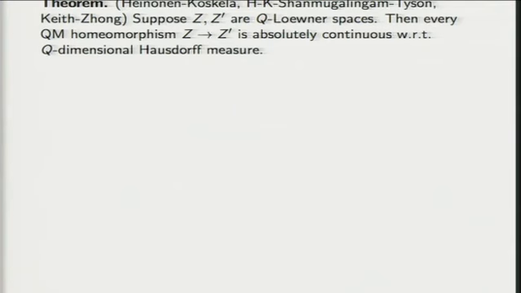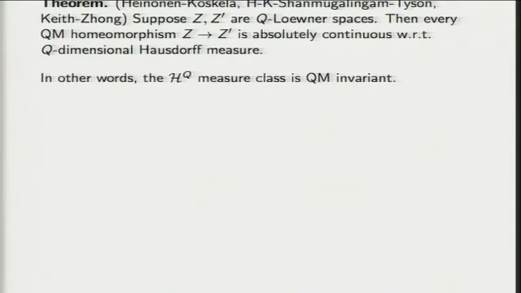Well, it doesn't have to be. So for the circle, it doesn't have to be absolutely continuous, right? The proof doesn't work. So, right. So in particular, in words, this is saying that this measure class, this Q-dimensional Hausdorff measure, is QM invariant. Okay.